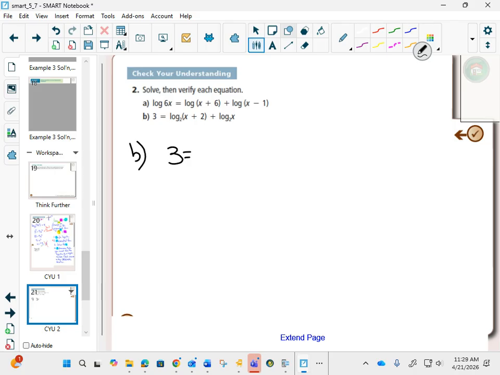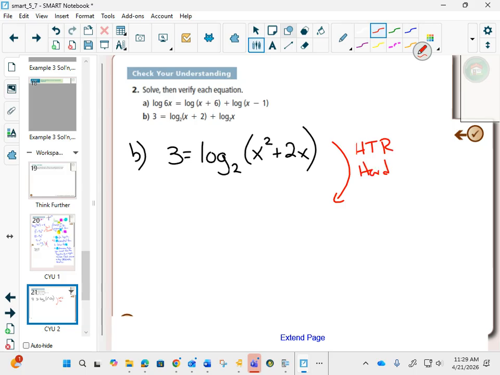Do I have a log law for adding? Yes. If we're adding two logs with the same base and they both have a base of 2, then I can put them together by multiplying, and this will be x squared plus 2x when I multiply. The whole reason we got a single logarithm was to go to the weird step that's hard to remember. So we're now at hard to remember. I don't know if that's a good acronym. HTR. Hard to remember.